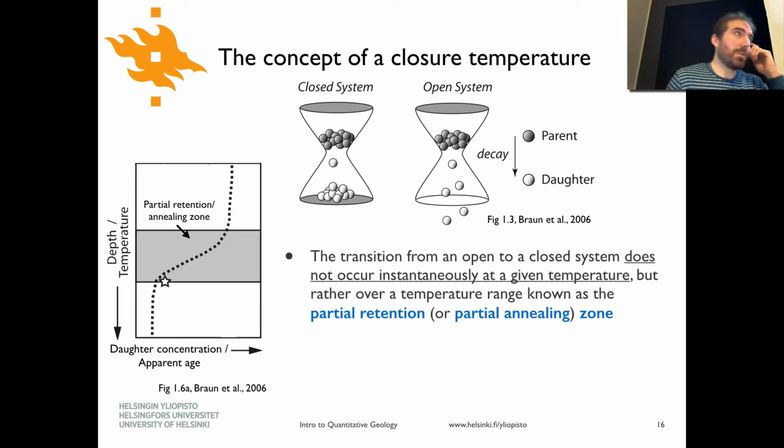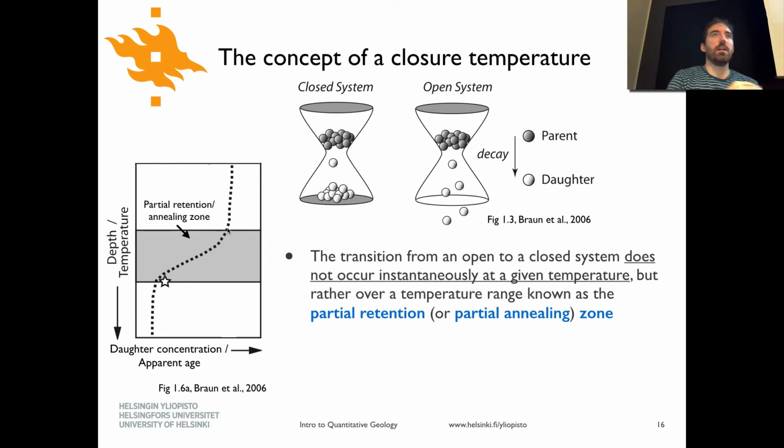Now, the transition between these two behaviors, so here we're looking at a picture of depth or temperature. You can think of it either way. So this is Earth's surface maybe, and then this is going down to higher and higher temperatures or greater depths. And here is the concentration of the daughter product. And what you see is that daughter product concentration is low at high temperatures. That's because we have this open system behavior. So the daughter product, when it's produced, just is lost to the environment. And it's high concentration at low temperatures.